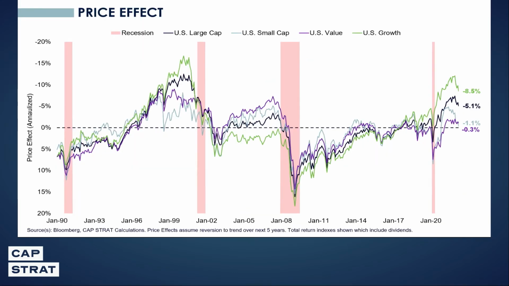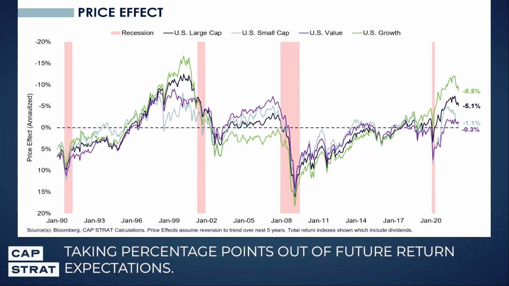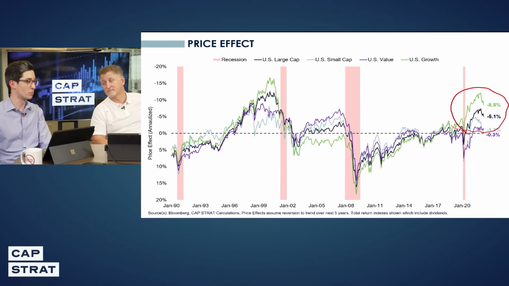And so this chart looks pretty similar to the last chart, but you'll notice the numbers show when you are above trend, you have a negative price effect. I am taking percentage points out of future return expectations. So once again, all equities are not created equal. Everybody looks at the S&P 500 right now or US large caps, and you would easily say it's expensive. We're above trend. You should assume lower returns in the future. That is true.